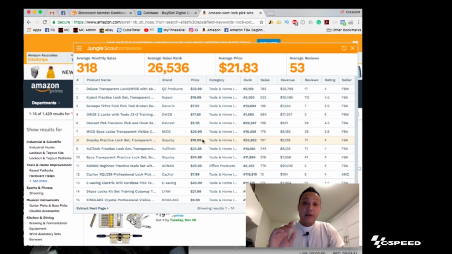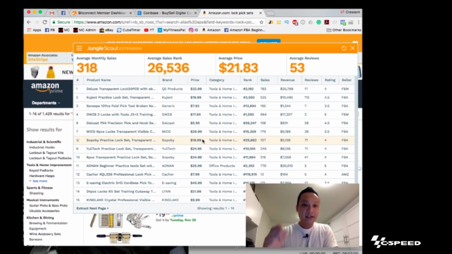Okay. But I want to mention here, make sure you don't do lockpick sets. Do not do lockpick sets. This is a gated category and you can't sell them. So don't go and order a bunch from China and try to move these. You'll get blocked. Your listing will get removed. Do not sell lockpick sets.